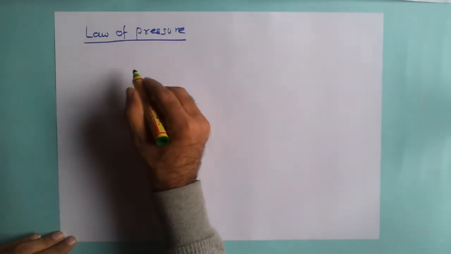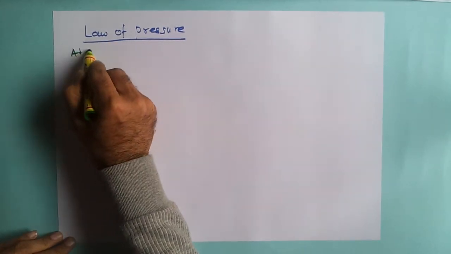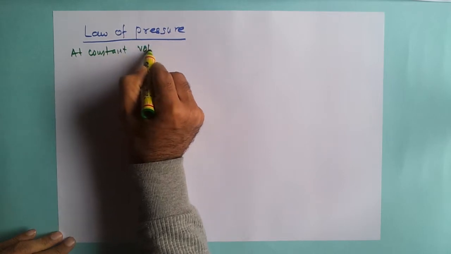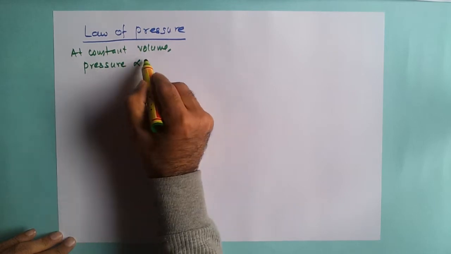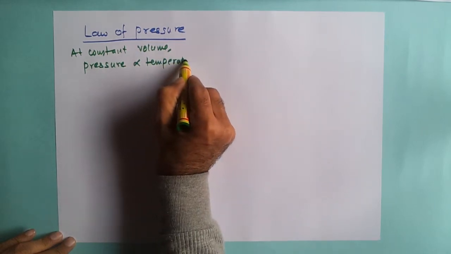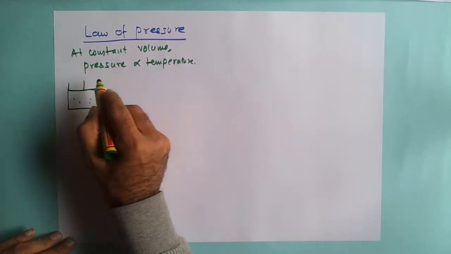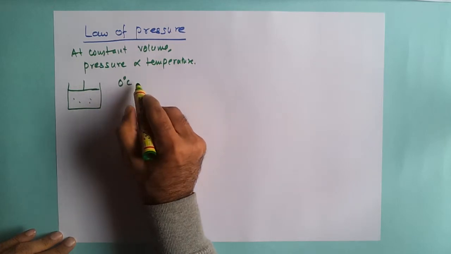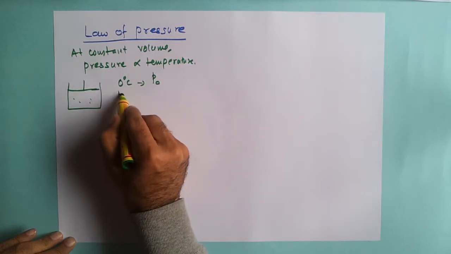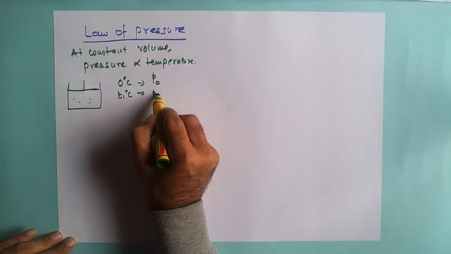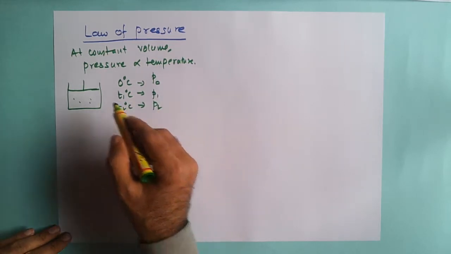So in the law of pressure, Gay-Lussac is given the credit, and it says that at constant volume, the pressure of the gas is proportional to temperature. Again, we have a gas system, and let us say the temperature is 0 degrees Celsius and the corresponding pressure is P0. The temperature then goes to T1 degrees Celsius and the pressure is P1, and at T2 degrees Celsius, the pressure becomes P2.